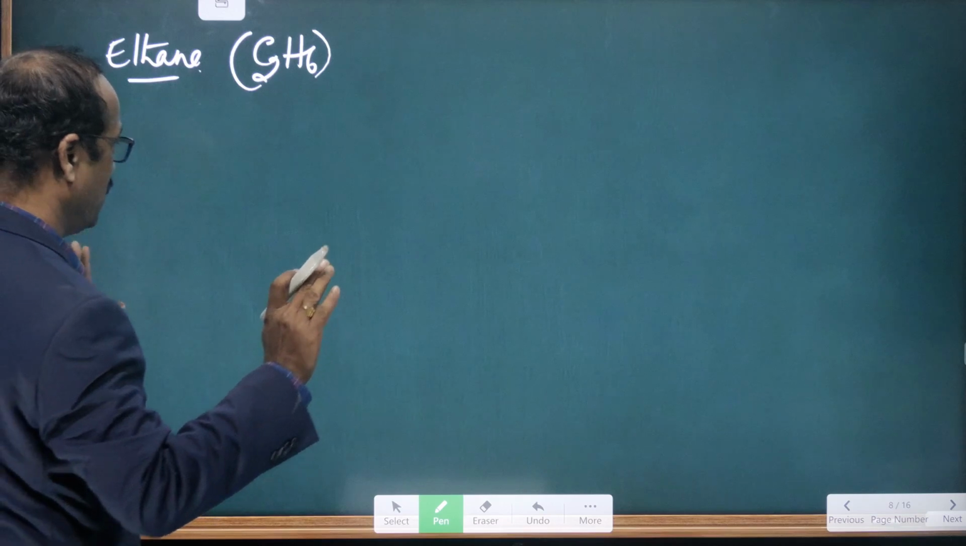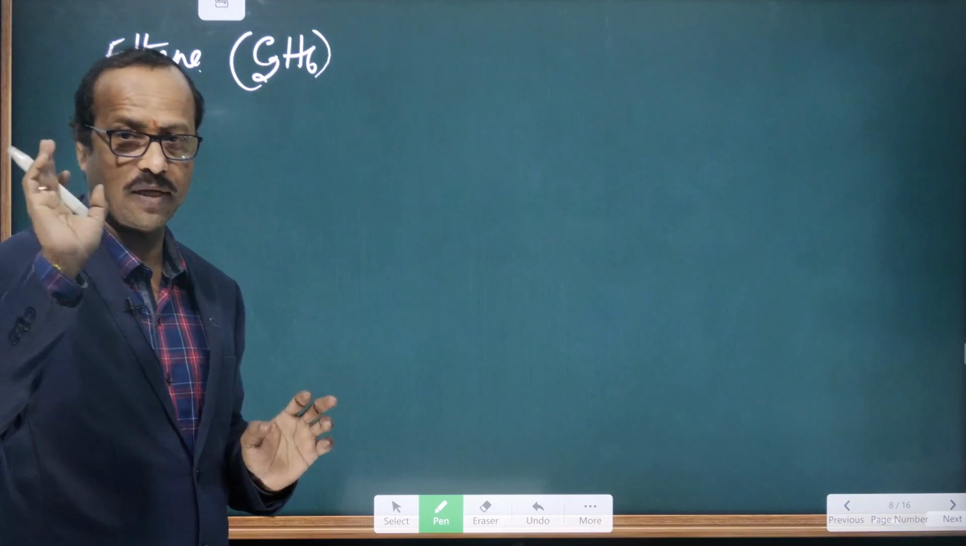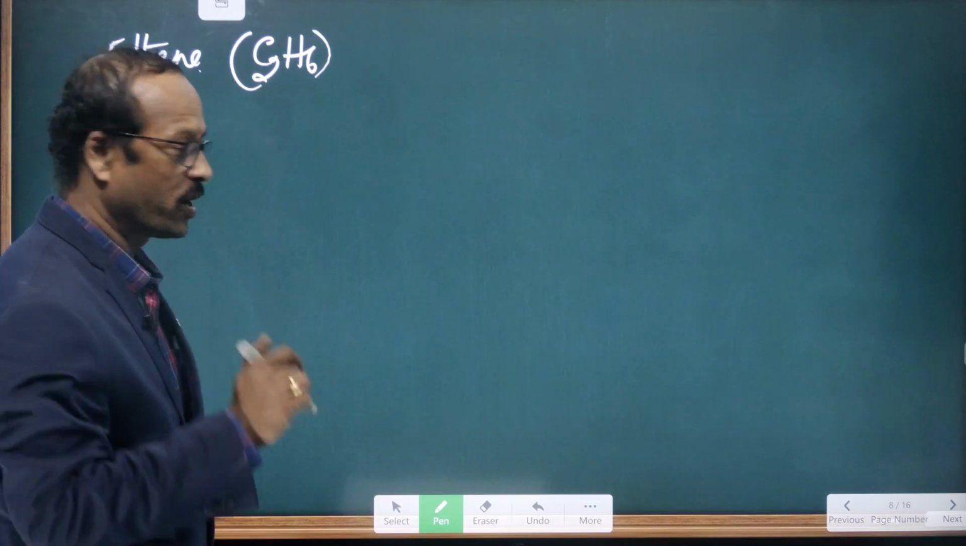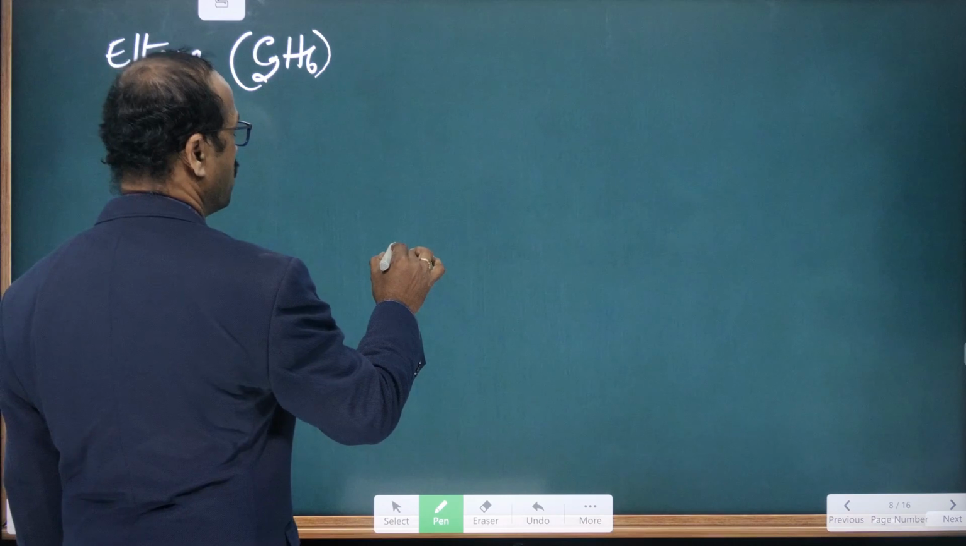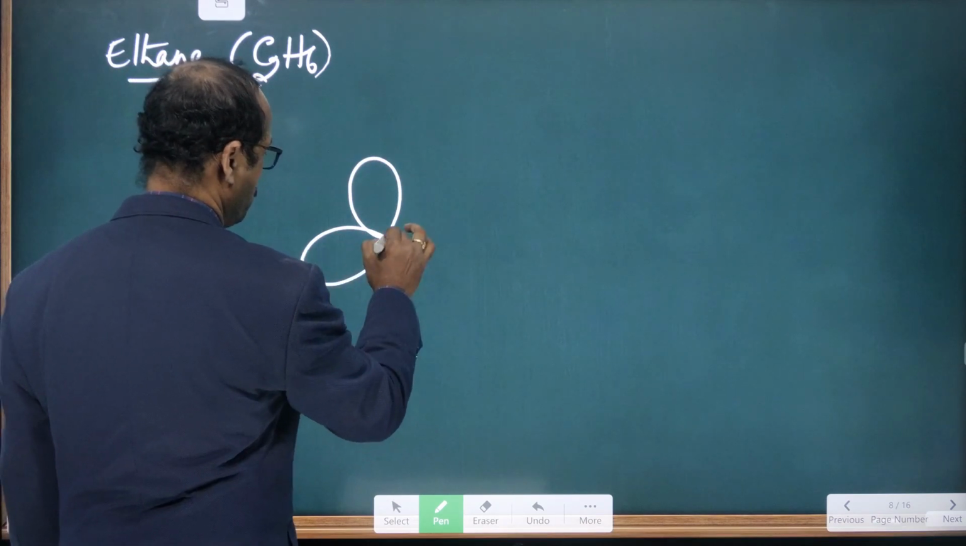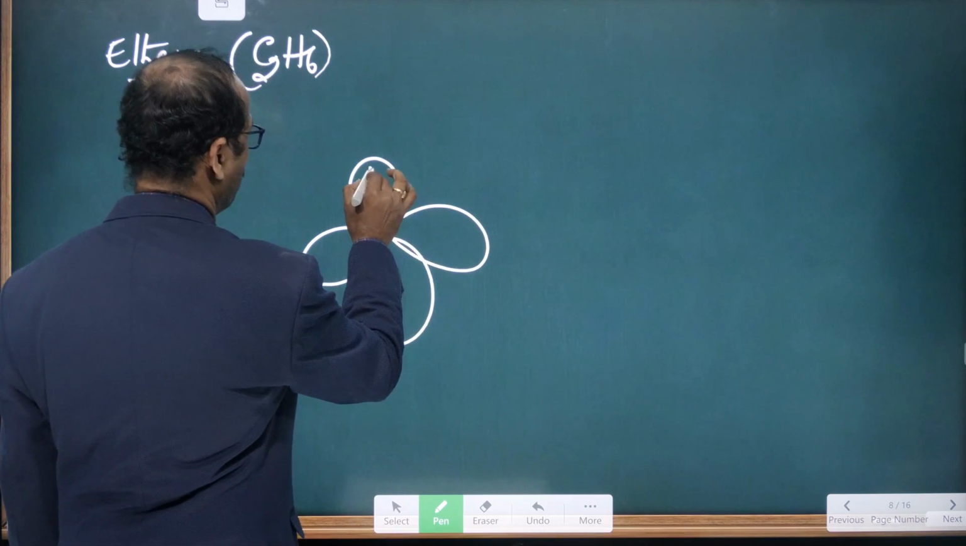Two carbon atoms, right? Every carbon undergoes sp3 hybridization. You know that it undergoes sp3 hybridization, so how many hybrid orbitals does it form? Four hybrid orbitals, right? Now you see the structure. Here I am explaining the structure: 1, 2, 3, 4, with 4 electrons.